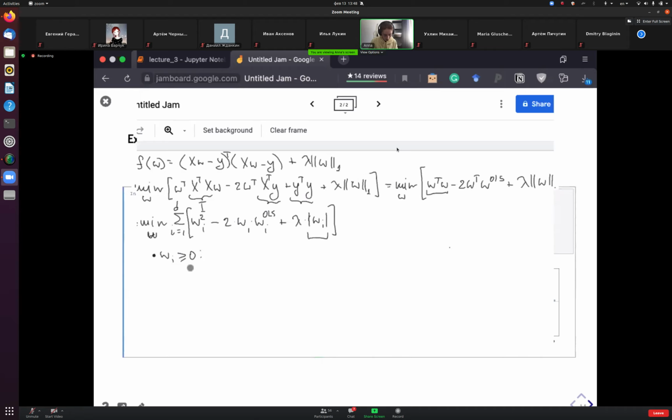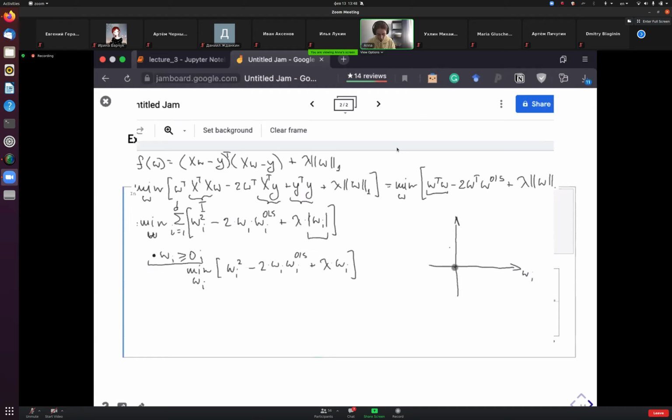In this case, our optimization problem will be minimum over wi of wi squared minus 2 times wi OLS plus lambda times wi. So this is a quadratic function, and we know what's the minimum value, but don't forget to take into account the condition that wi is larger than 0. So we also have two cases. So the parabola that corresponds to this function looks like this.